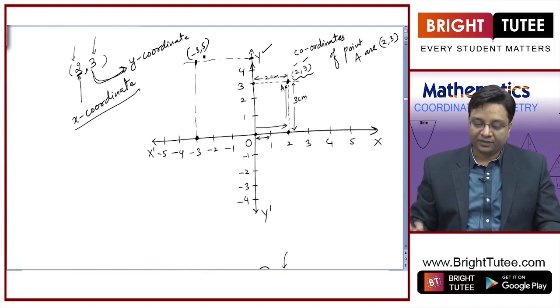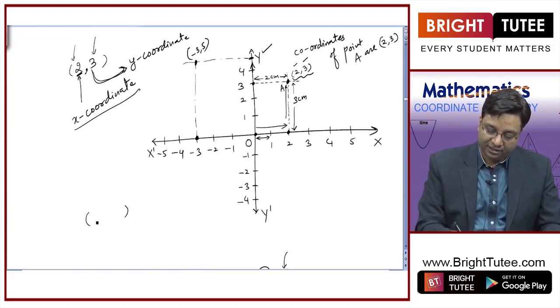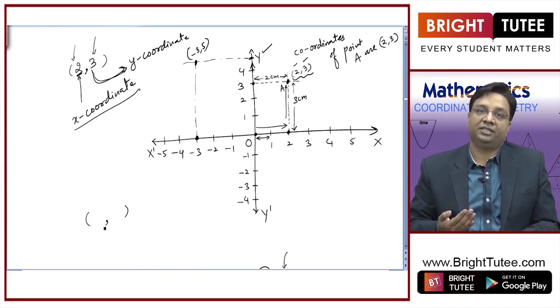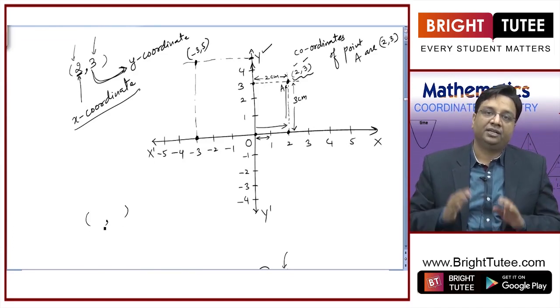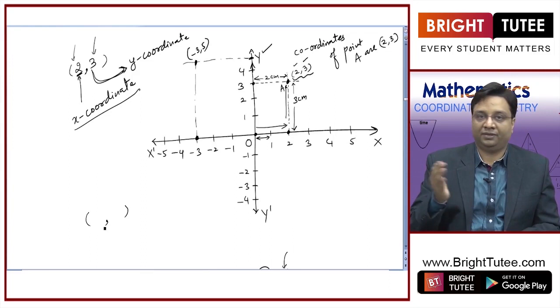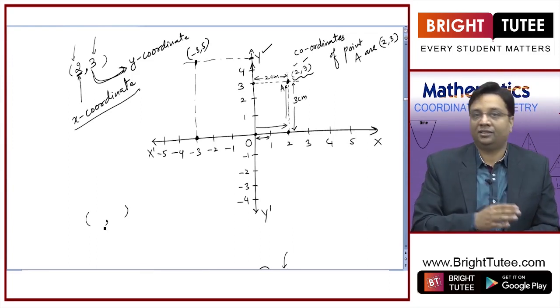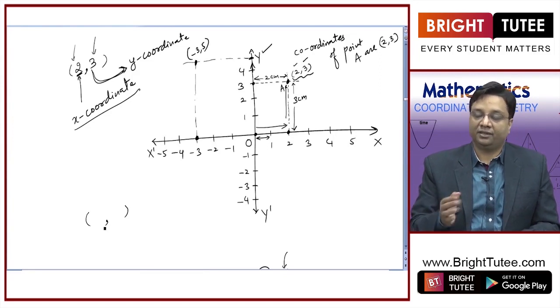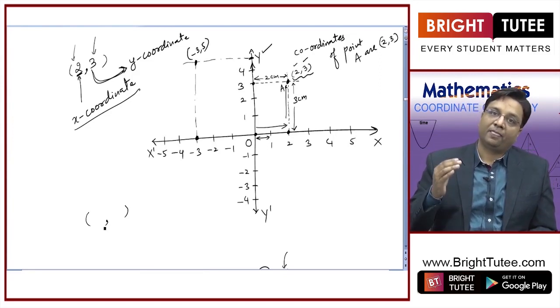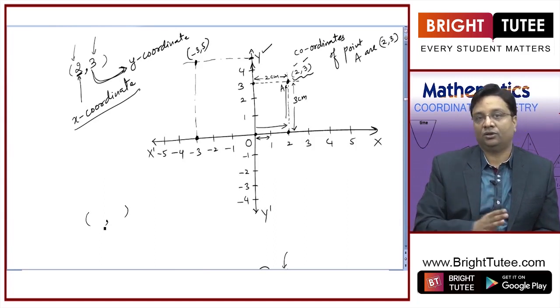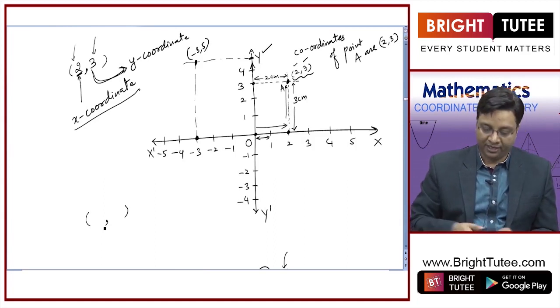Okay. So the first coordinate written in this bracket suggests how much distance we need to cover in the x direction. Depending on the sign, we will choose the direction, whether we need to go in the negative direction of the x-axis or the positive direction of the x-axis.